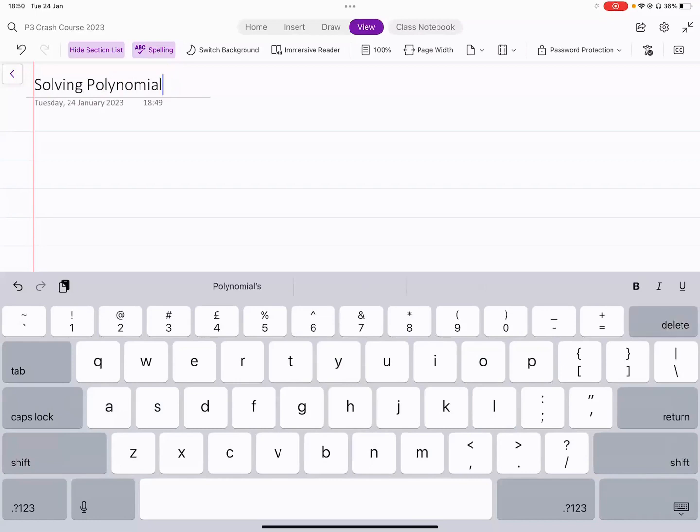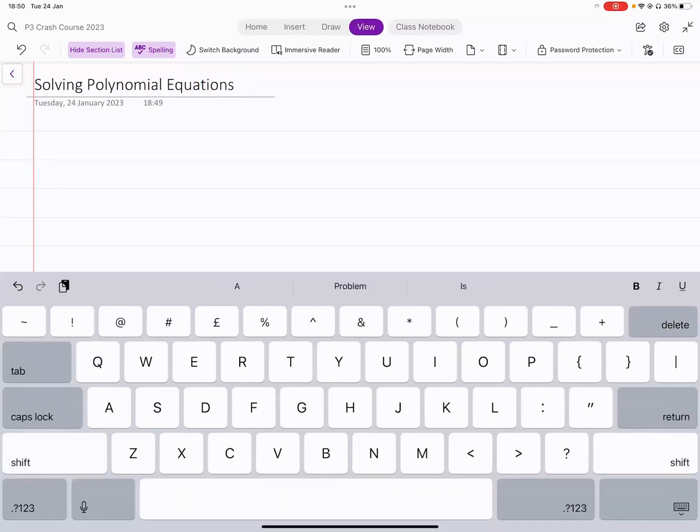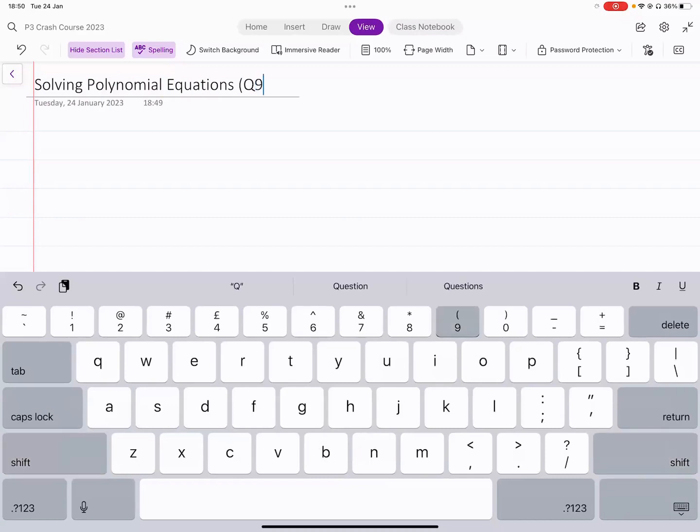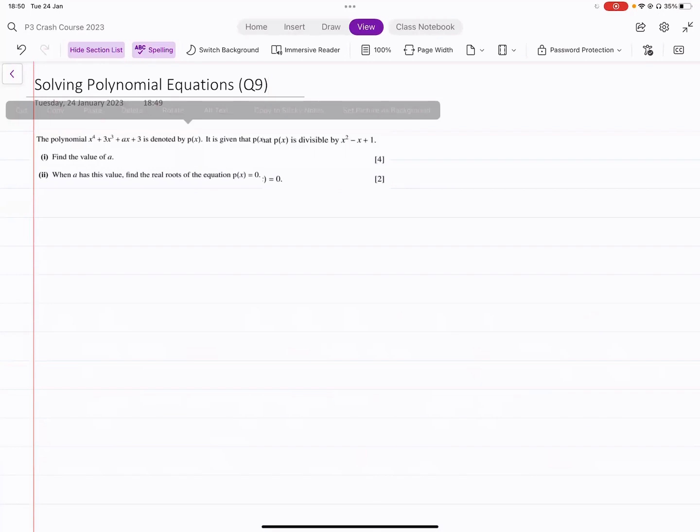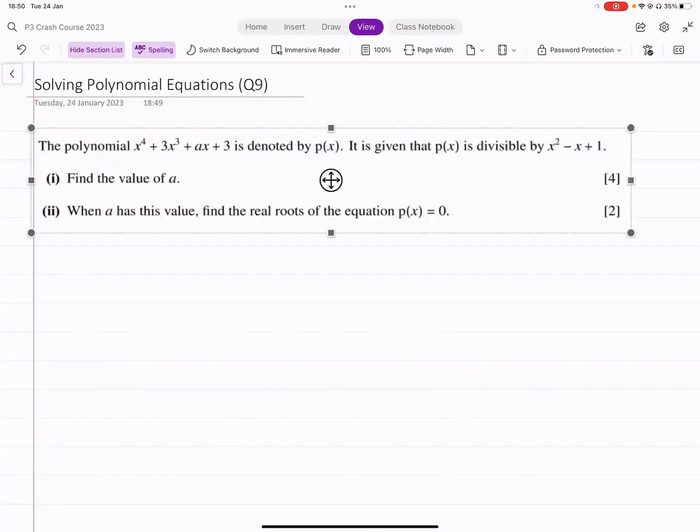Just bear with me for a while and let me copy this question. Let me start with this and use this particular example to understand this concept. Solving polynomial equations. We're using question number 9 for this from the worksheet. This is how it looks.